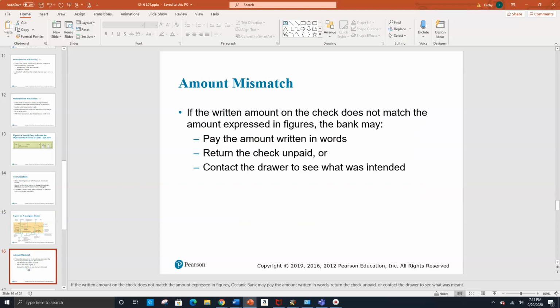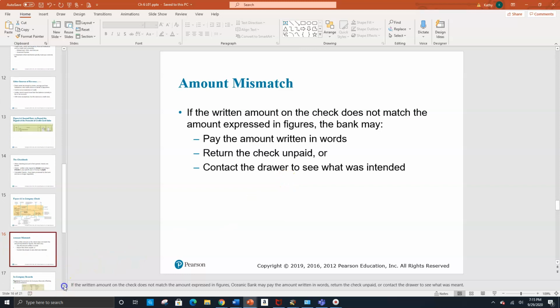An amount mismatch. This more explains what I was talking about. If the written amount on the check does not match the amount expressed in figures, the bank may pay the amount in the written words, return the check, or contact the drawer to see what was intended.